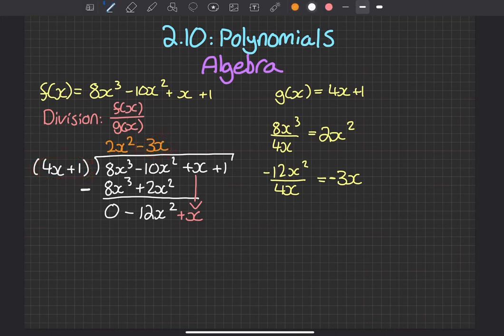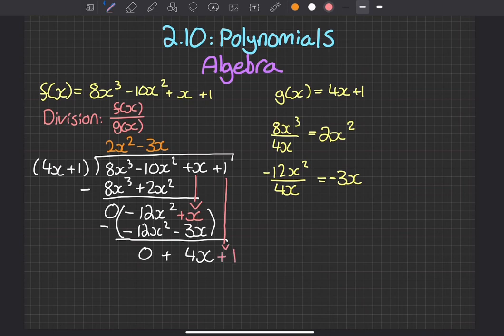So minus 3x times 4x is minus 12x squared, right? And minus 3x times 1 is minus 3x. And again, we take these two and we subtract them from each other. So minus 12x minus negative 12x will give you 0. And x minus minus 3x will give you plus 4x, right? And again, we bring this 1 here, just move it down. So plus 1. And we repeat again.